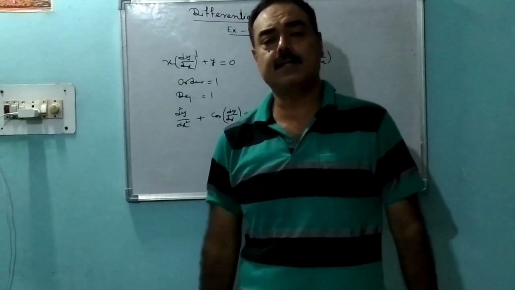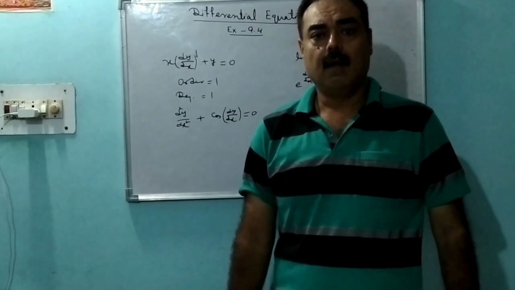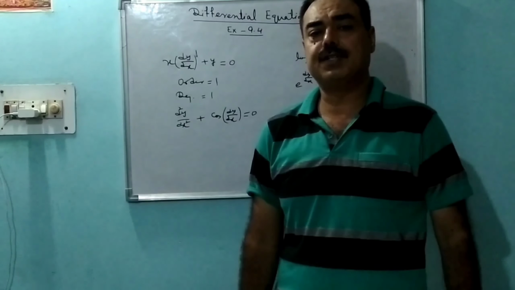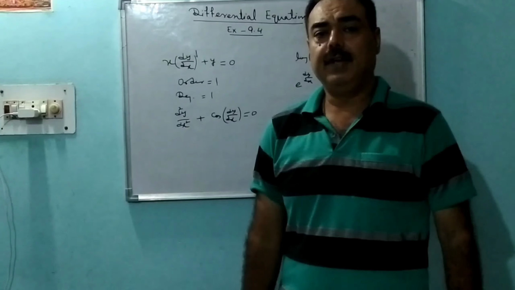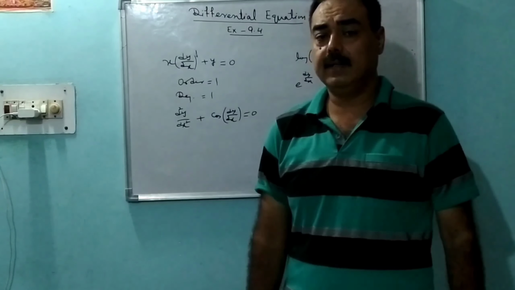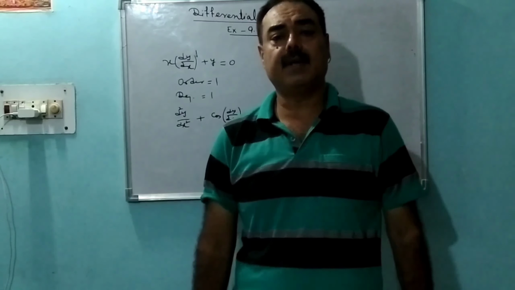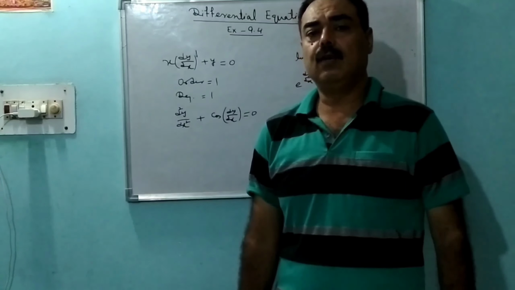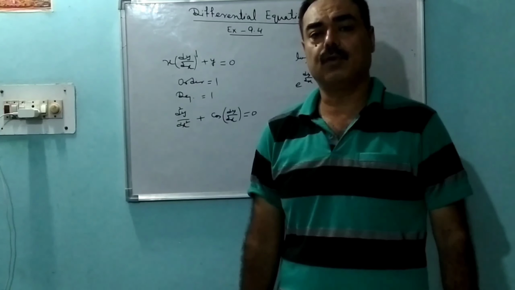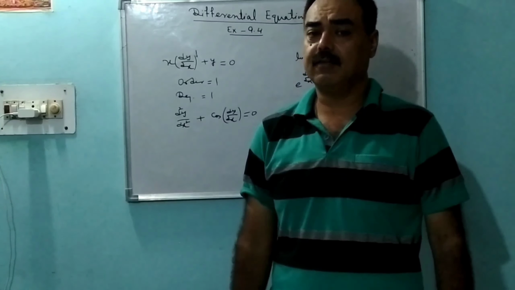In the third exercise, we discussed how to form a differential equation. In order to form the differential equation, we need to eliminate the arbitrary constant in the equation. In order to eliminate those arbitrary constants, we need to differentiate that equation as many times as the arbitrary constants appear in that equation.